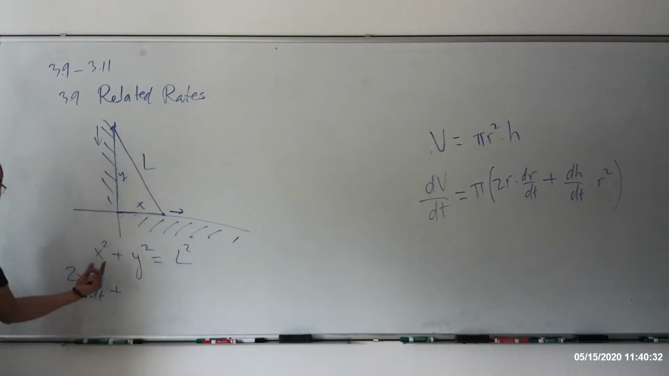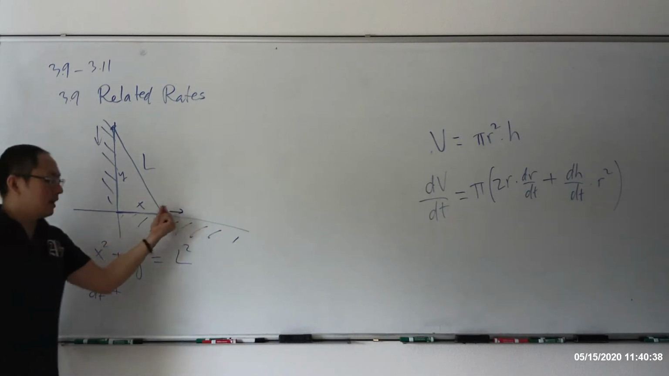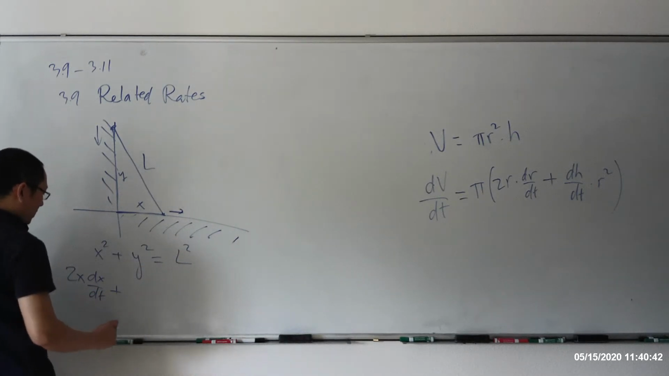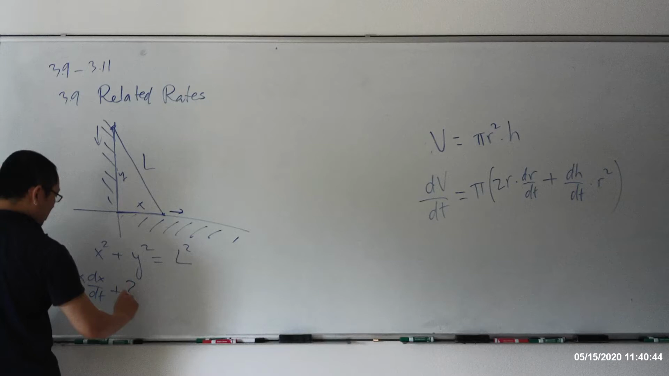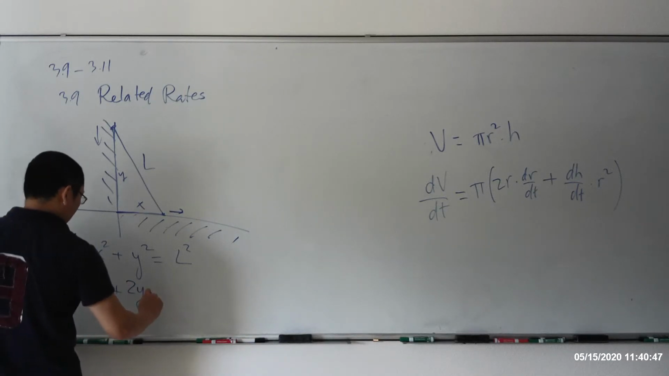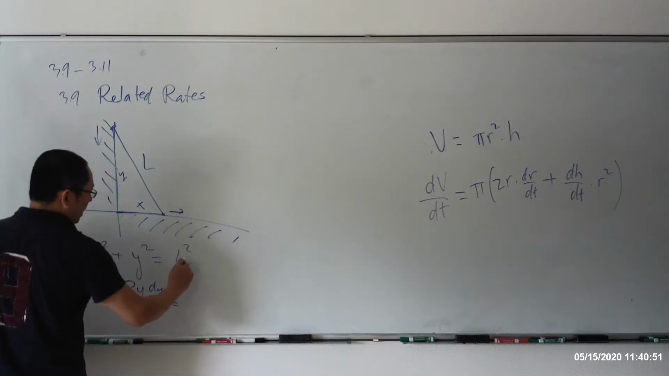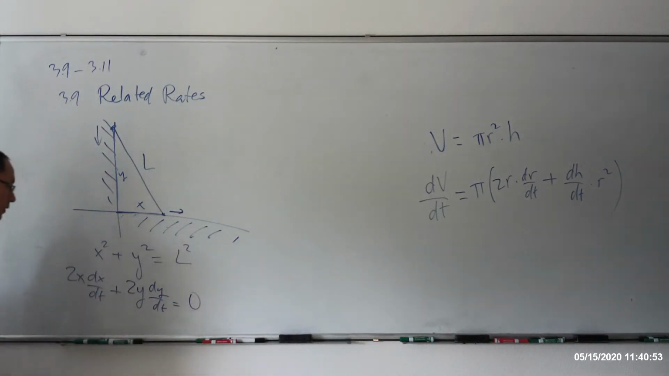One more time, x here is not the variable. The variable is t. X is a function in terms of t. X keeps changing with time. And then y is another variable in terms of t, another function in terms of t. So this is 2y dy over dt is equal to, L is a constant, so the derivative of L squared is 0.